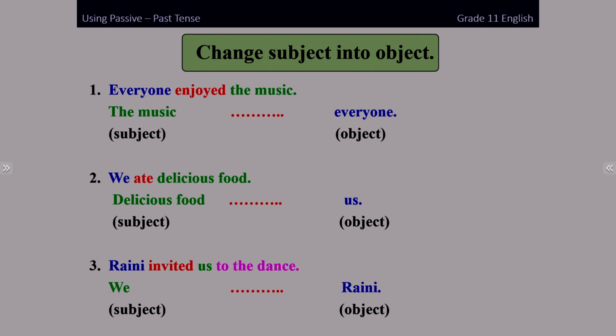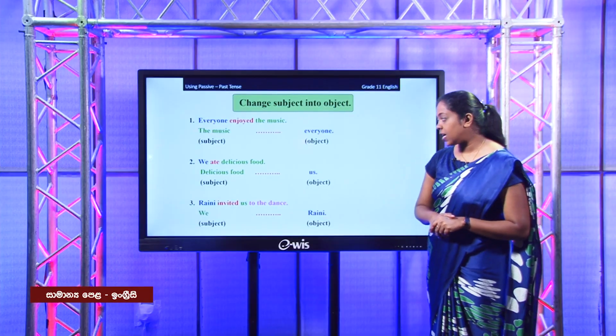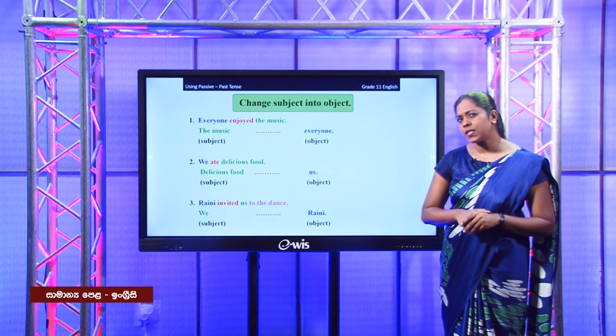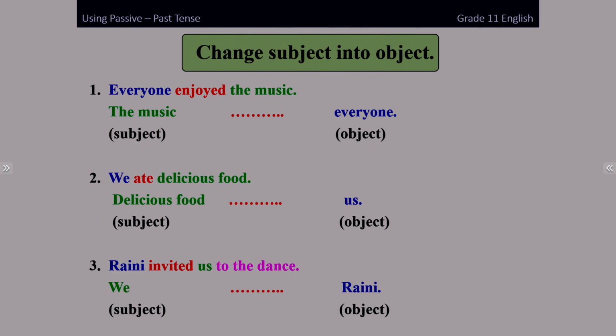Right, look at the third one. Raini invited us to the dance. What is the object here? Us is the object. Then what are we going to do? We are going to take the object to the subject position. When the object us goes to the subject position, it automatically changes into we, because you know we is the subject pronoun. Hope that is clear. So this is the first step.